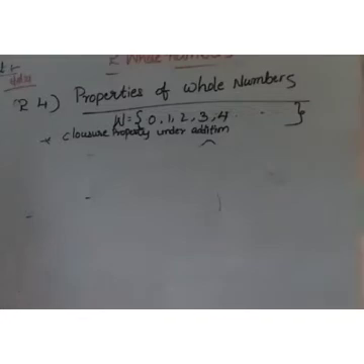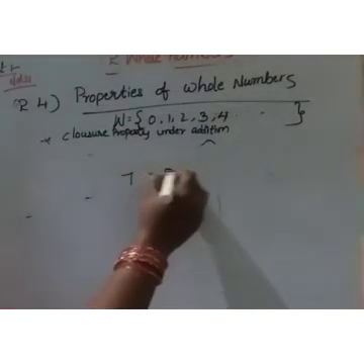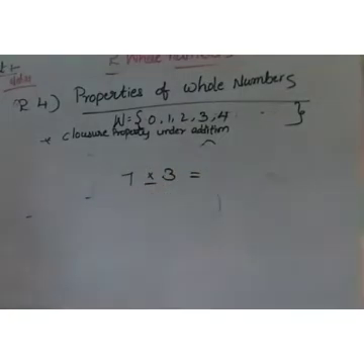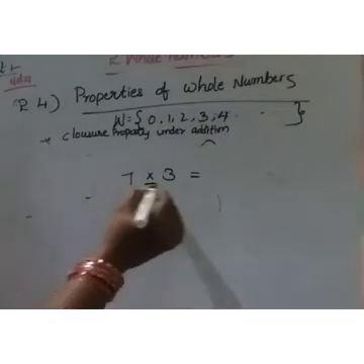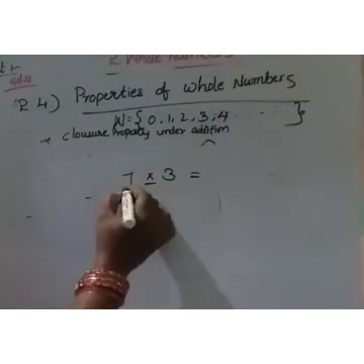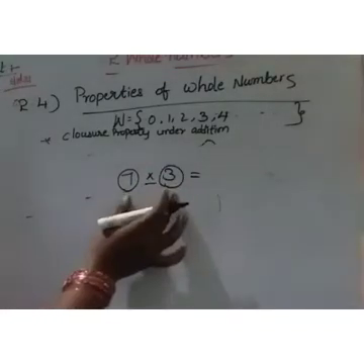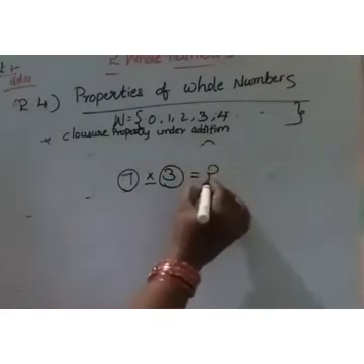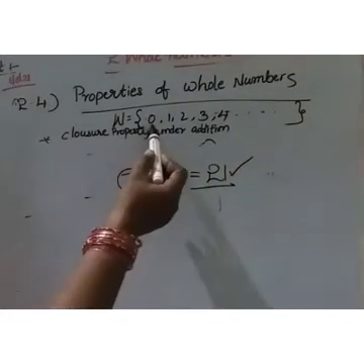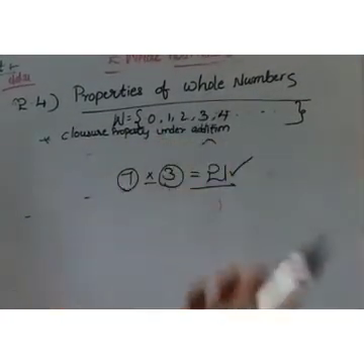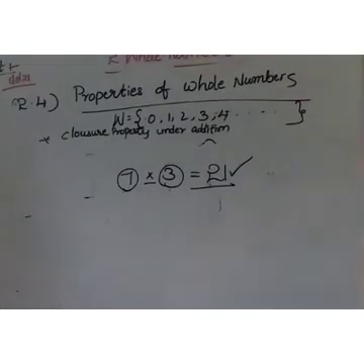Suppose 7 into 3. This is multiplication. Before, we took addition; now this is multiplication. 7 is a whole number and 3 is a whole number. When we multiply these two numbers, the product is 21. Is 21 in whole numbers? Yes, 0, 1, 2, 3, 4 onwards, so 21 is there, a positive number.